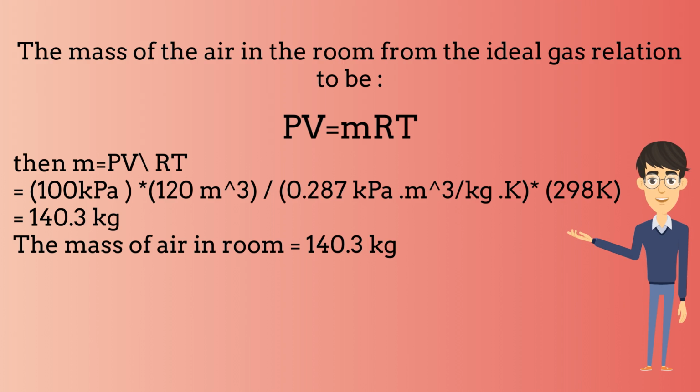As we can see, m equals 100 kilopascal multiplied by 120 meter cube, divided by 0.287 kilopascal meter cube per kilogram Kelvin multiplied by 298 Kelvin. So the mass of the air in the room is equal to 140.3 kilogram.